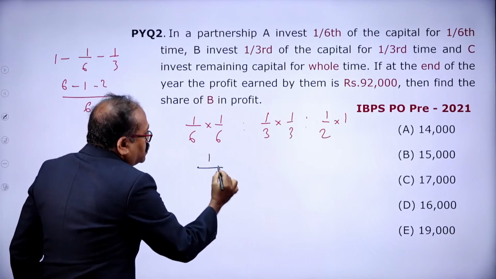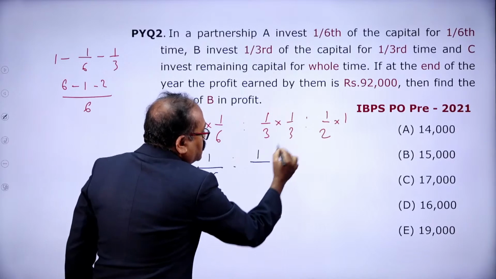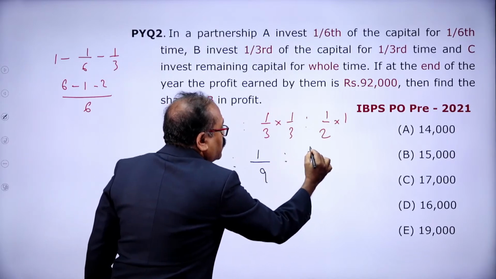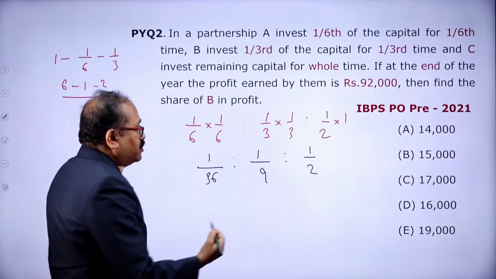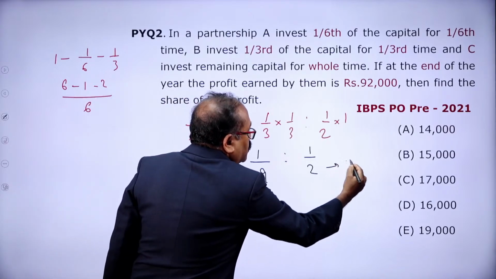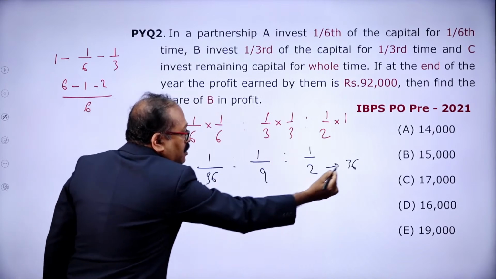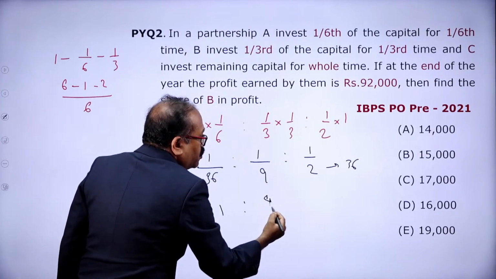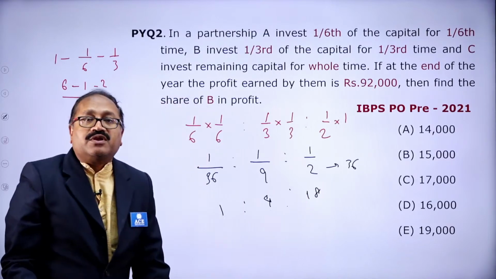So 1/6 times 1/6 is 1/36, 1/3 times 1/3 is 1/9, and 1/2. I will take the LCM of 36, 9 and 2, which is 36. So 36 divided by 36 is 1. 36 divided by 9 is 4. And 36 divided by 2 is 18. This is for the profit ratio.